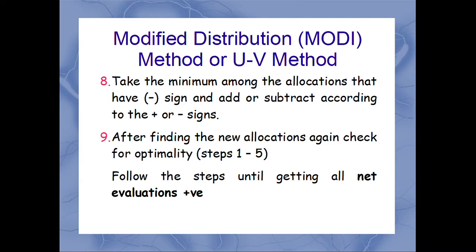If we get all net evaluations positive for this new solution, then this new solution is our optimal solution. Otherwise, we have to use steps 1 to 9 again. So we have to repeat all these steps until we get all net evaluations positive. All net evaluations being positive indicates that the solution is optimal. We are going to use these procedures to get the optimal solution for our example.